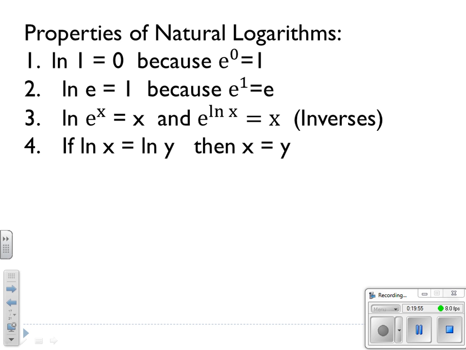Okay, so we still have inverse properties. We still have the one-to-one property in line 4. The natural log of 1 is still 0. Natural log of e is equal to 1. Okay, and again, by transforming them into exponential form, you can prove it to yourself without memorizing.